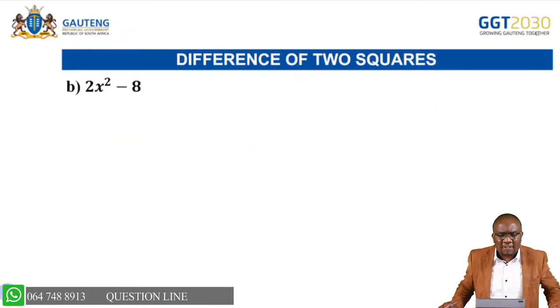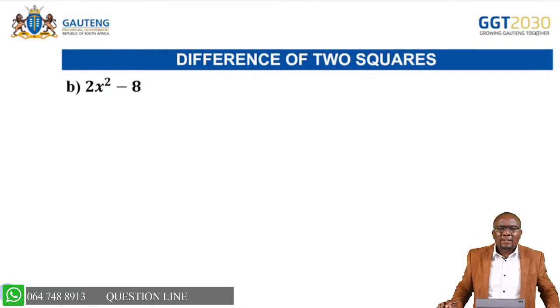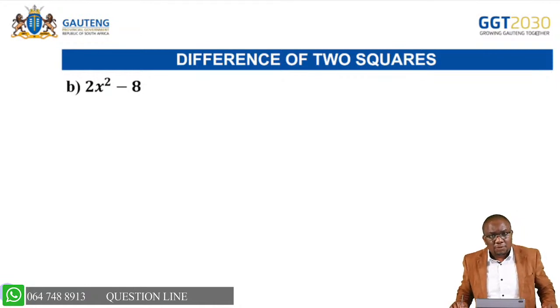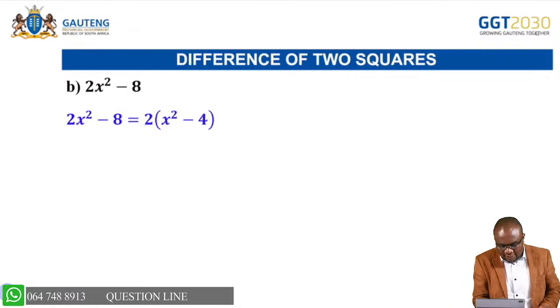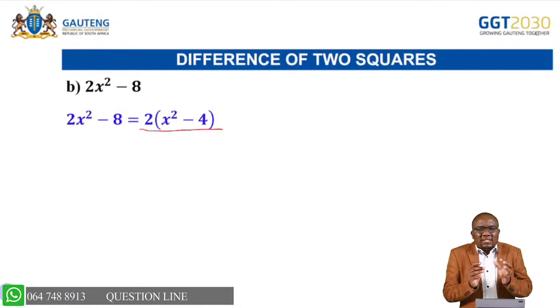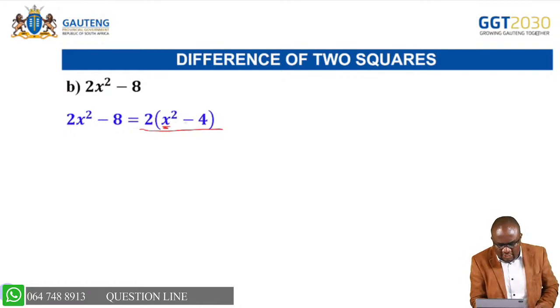Remember what I said in the previous lesson, grade 10s? What did I say? Factorization. First thing you do, look for the highest common factor. Do we have the highest common factor here? Yes, we have it. What is it? It is 2. So we factor out 2 using the highest common factor. Now concentrate on inside the bracket. What do we have inside the bracket there? We have x squared minus 4.